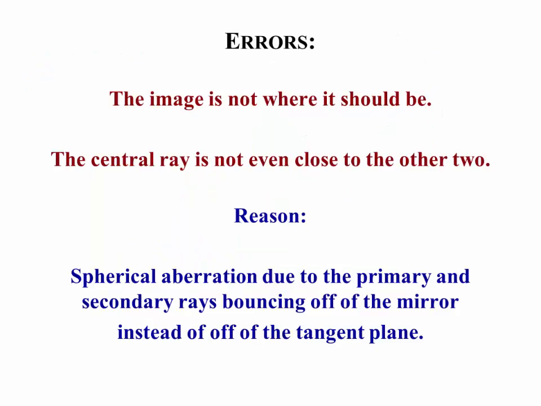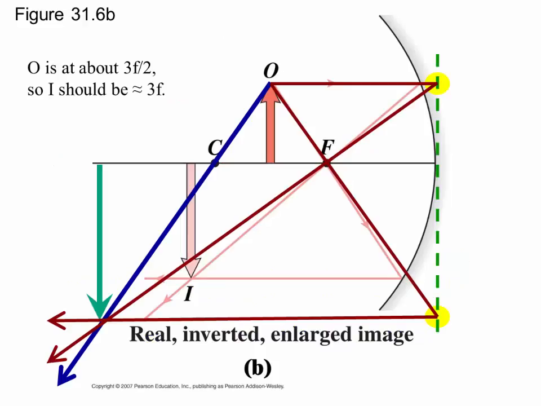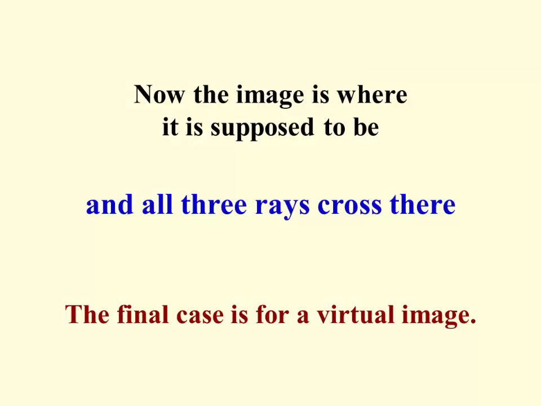The image is not where it should be, and the central ray is not even close because of the spherical aberration that results from the way in which the drawings were made. If we bounce those rays off of the tangent plane at the yellow highlighted points, then that shifts the intersection point of the primary and secondary rays, so they agree with each other and with the central ray, and that moves the image way out, as you see, to about 3f, where it should be. The image is where it should be, and all 3 rays cross there.